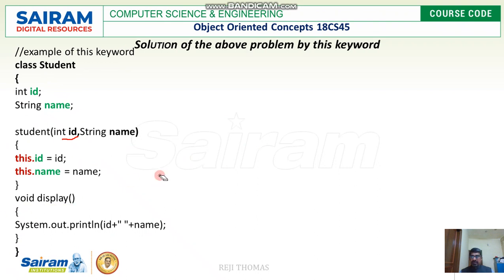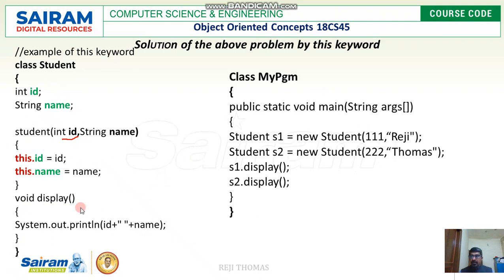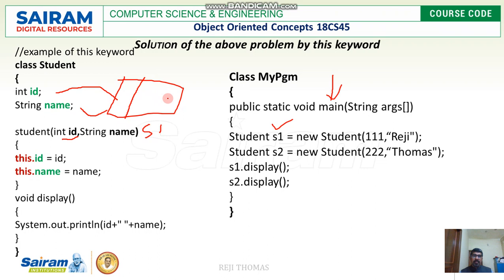So we are done with the first class. Look at my main program where I created the object. Everything else is the same as the previous one. I've created an object, which is s1. When I create it, it is going to have a space for name and ID. This is the space for ID and this is the space for name. It is going to pass two parameters: one is 111, the other one is Reggie.